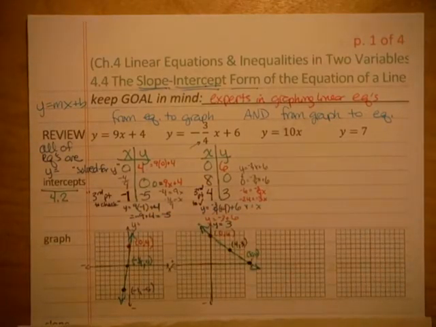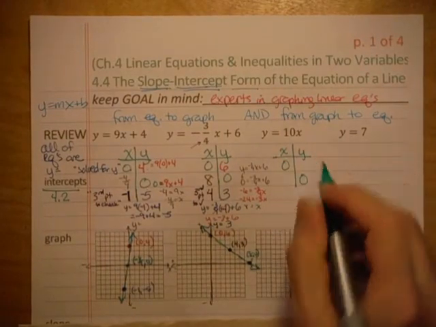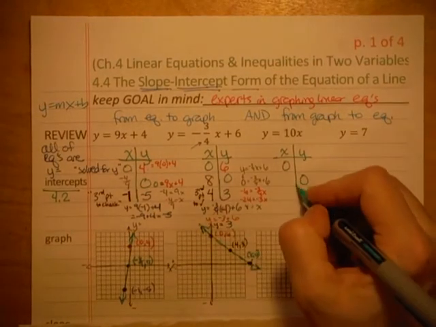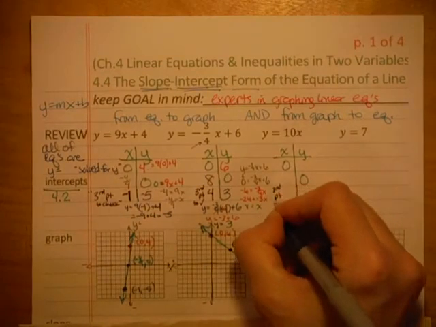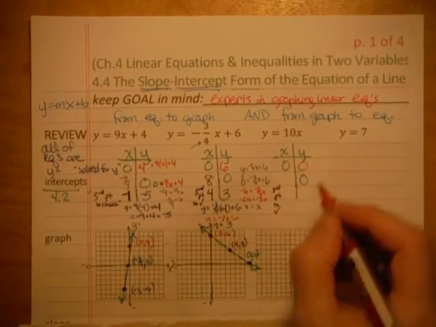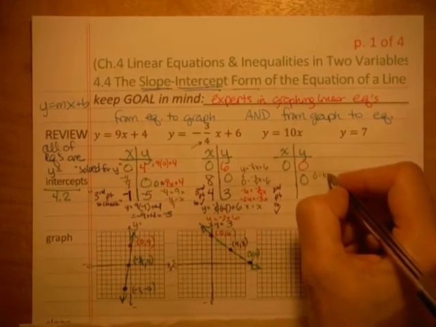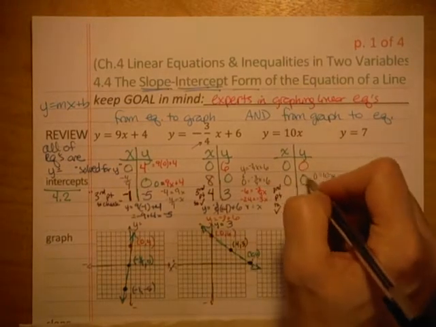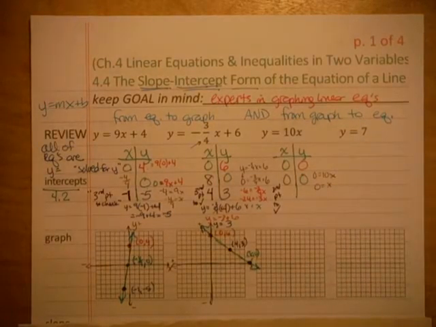Let's do this again. Again, we're just reviewing here. So using intercepts, 0 for x, 0 for y, and possibly a third point to check. When we plug in 0 for x, 10 times 0 is just 0. When we plug in 0 for y, you get 0 is equal to 10x. Divide both sides by 10, you get x equals 0 as well. So this is one of those situations where both intercepts are at the origin. So we need that third point to check.